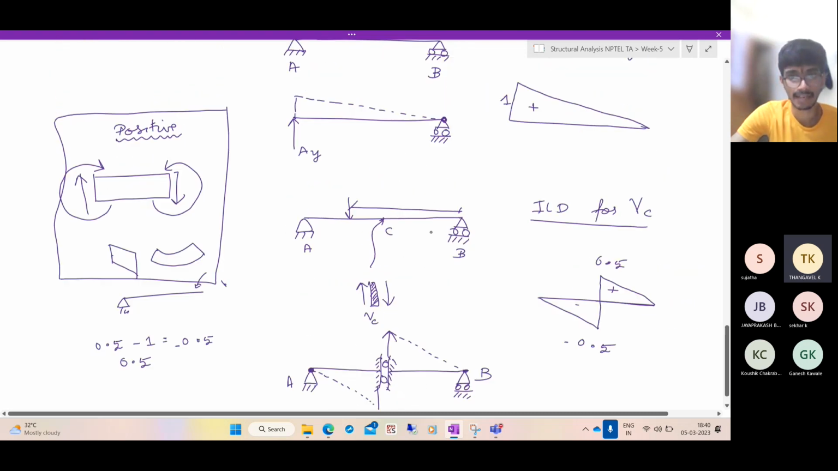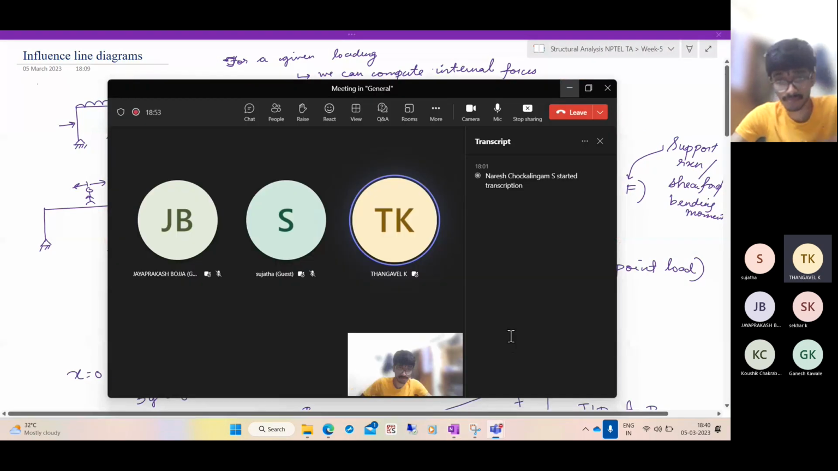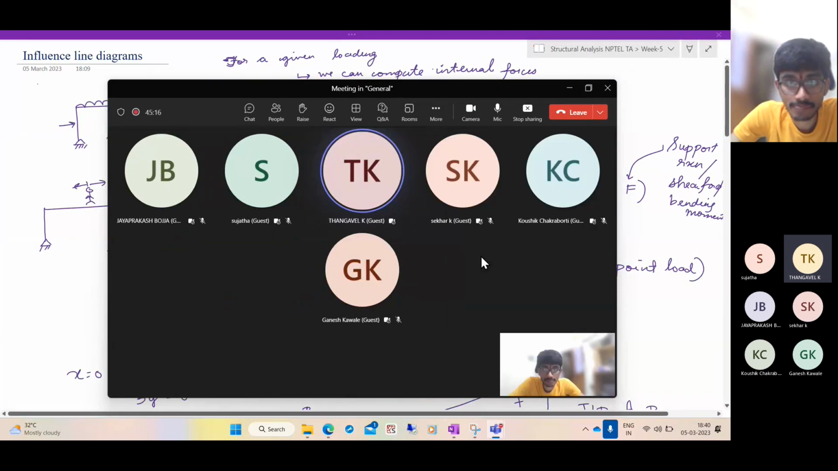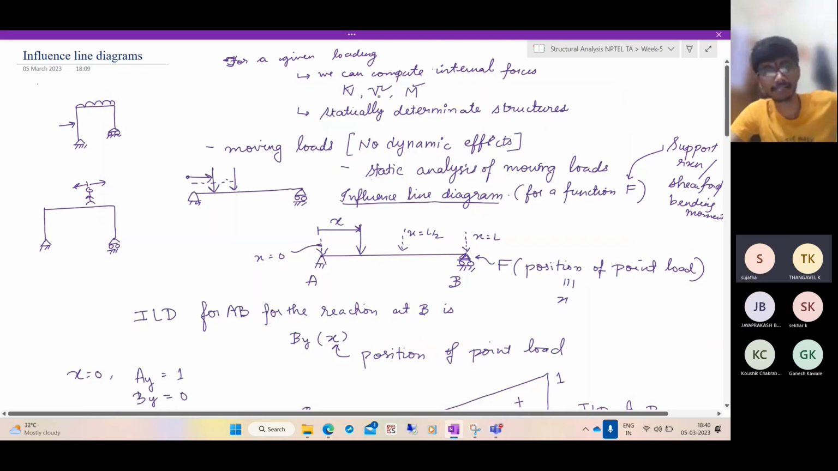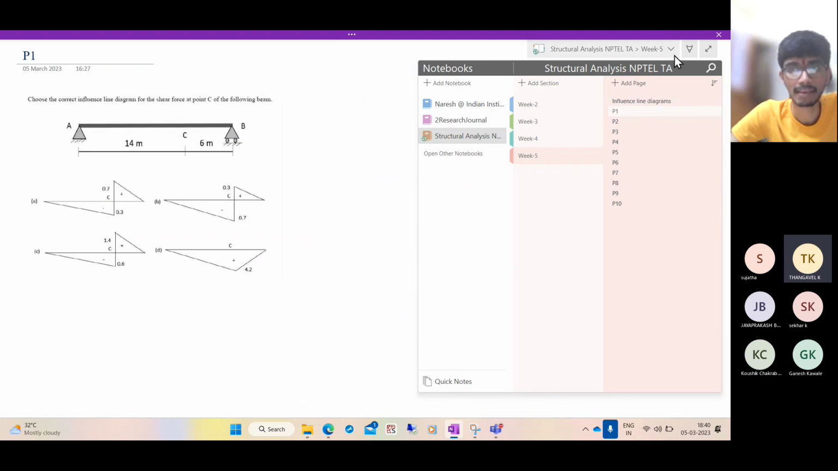So I hope everything is clear. In case you have any doubts, you can ask me now. We'll right away get into the problems for this week. Are there any doubts? No doubts? No, sir. Okay, thank you. Yeah, this is a simple concept. We don't have any new analysis methods, so you should be able to follow very easily. So let's go to the first problem.